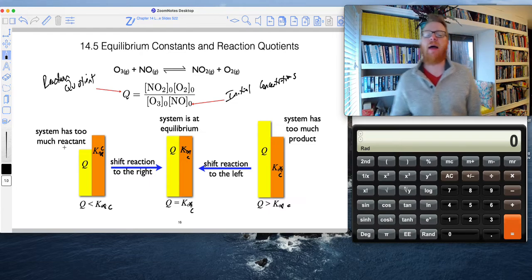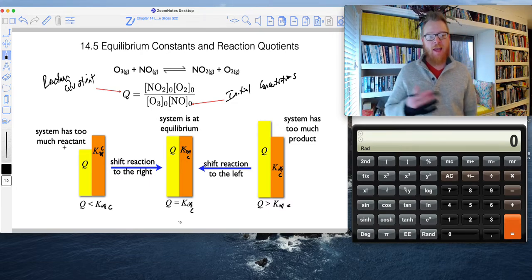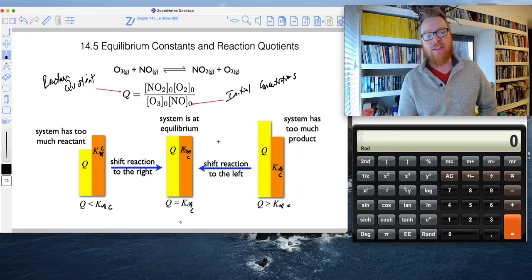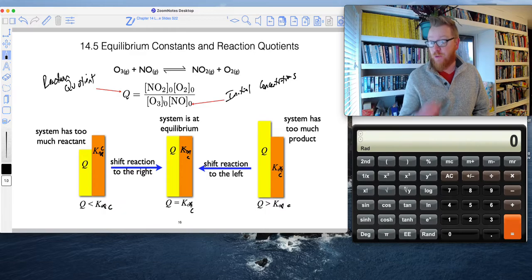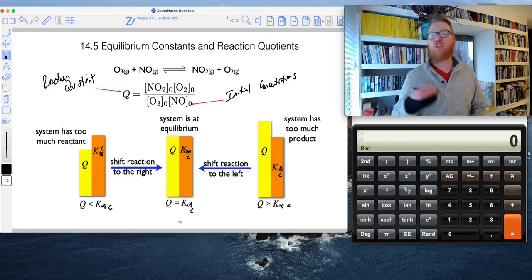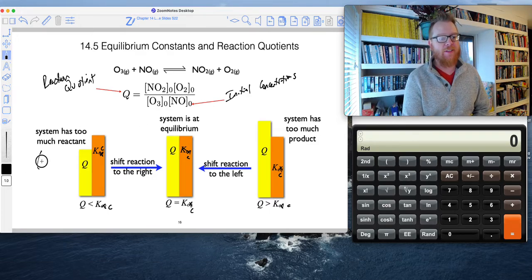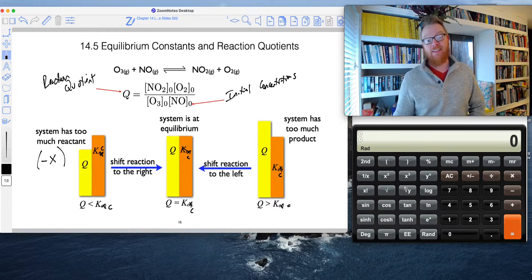that tells us the system has too much reactant. And we know the system has too much reactant because it's products divided by reactants, right? Reactants are on the bottom. If Q is less than K, that tells us the reactant concentrations are too large in comparison to the product concentrations. So in this scenario, the reaction has to shift to the right, which means the reactants have to lose some of their mass. So this, I'm going to put in parentheses, would be a minus X situation.